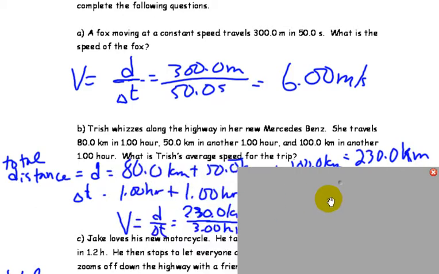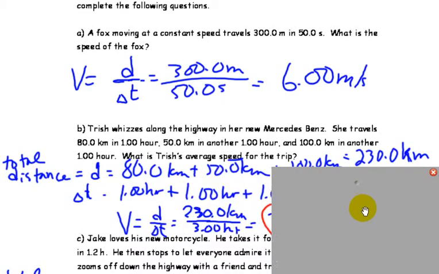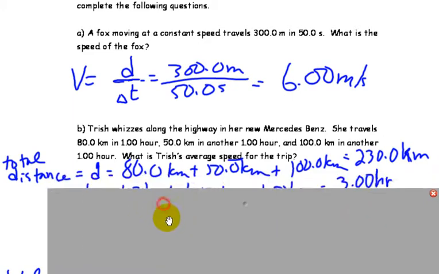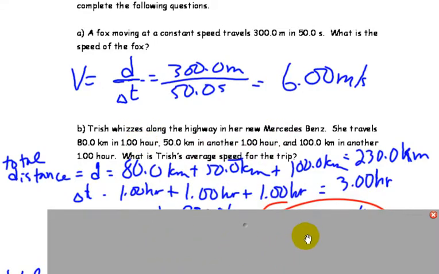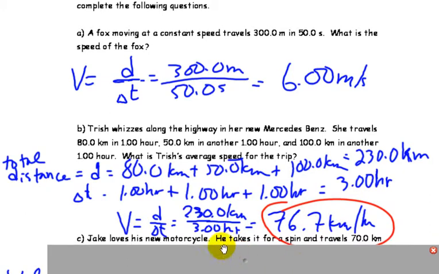So first of all, the total distance. If we look here, she went 80 kilometers, 50 kilometers, and then 100. So it's a total of 230 kilometers, and it's 1 hour, 1 hour, 1 hour, so a total of 3 hours in which that was done. So average speed, total distance over the total time taken, 76.7 kilometers per hour.